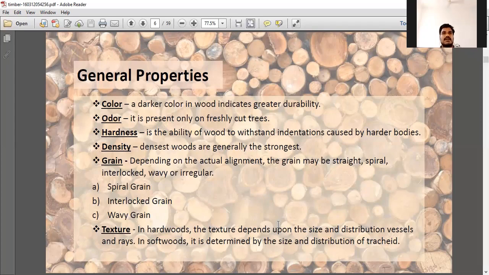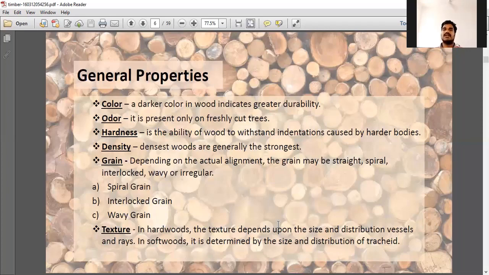And hardness means different trees have various hardness. It is the ability of wood to withstand indentations caused by harder bodies. Means neem would have different hardness, teak would have different hardness, and mango tree would have different hardness. So from tree to tree, these properties will vary. Even density also. Grain is nothing but the structural alignment, maybe straight, spiral, or interlocked, or wavy, or irregular.